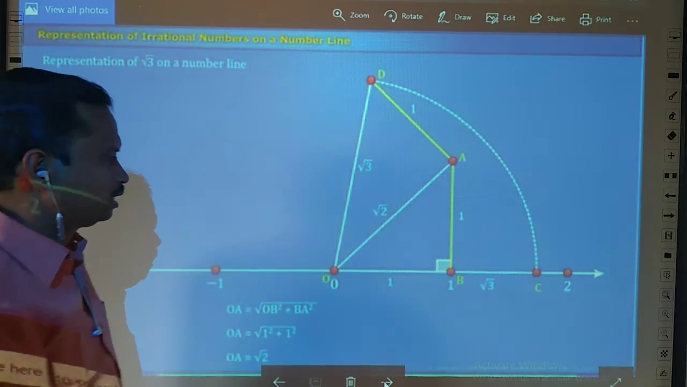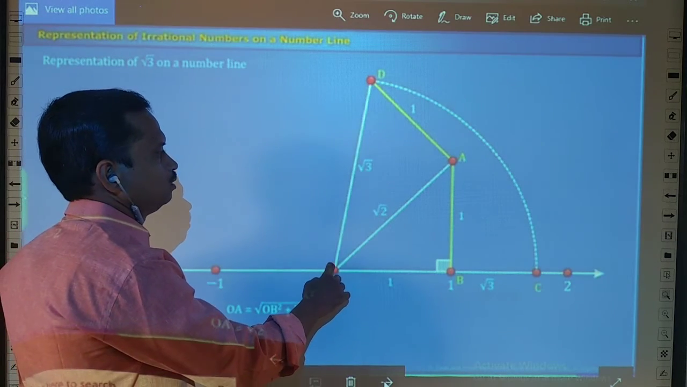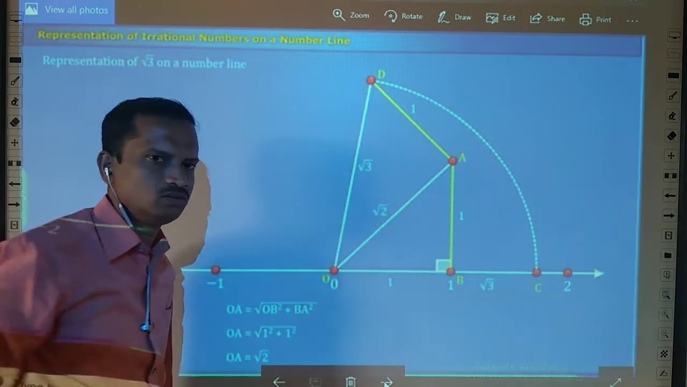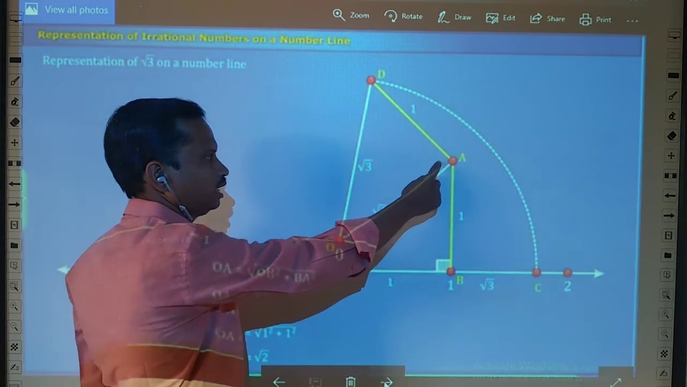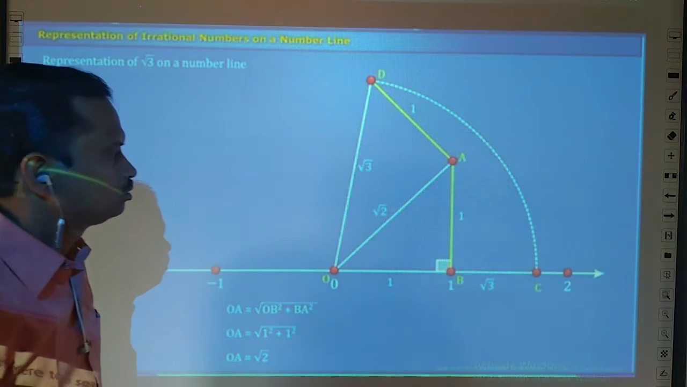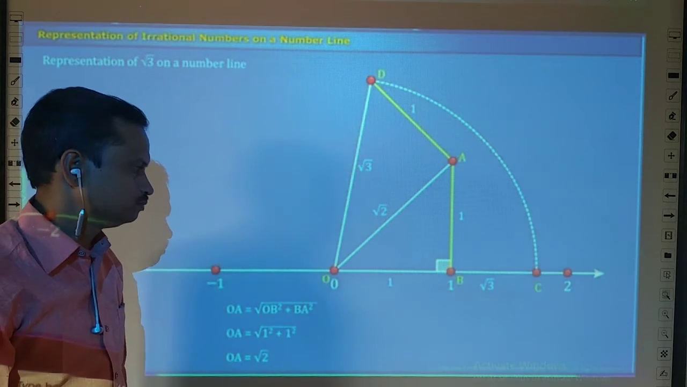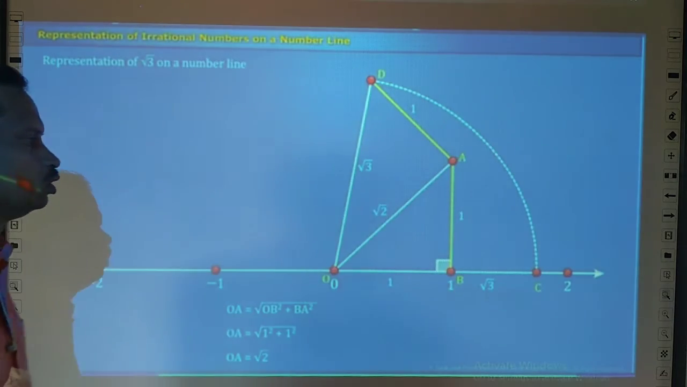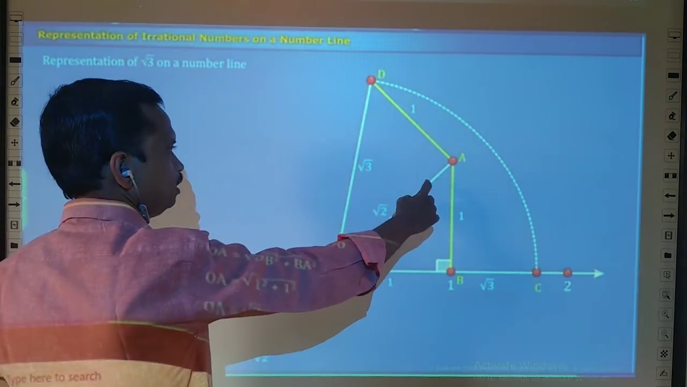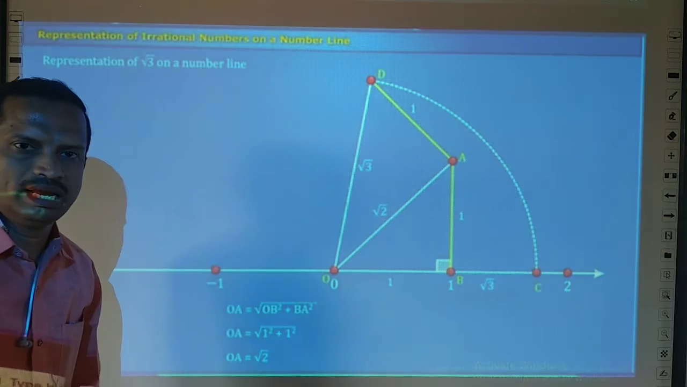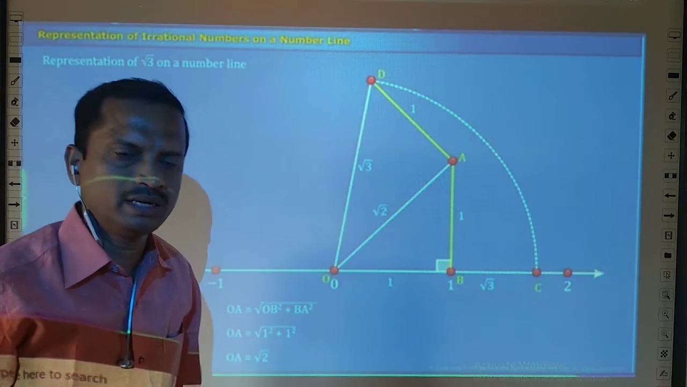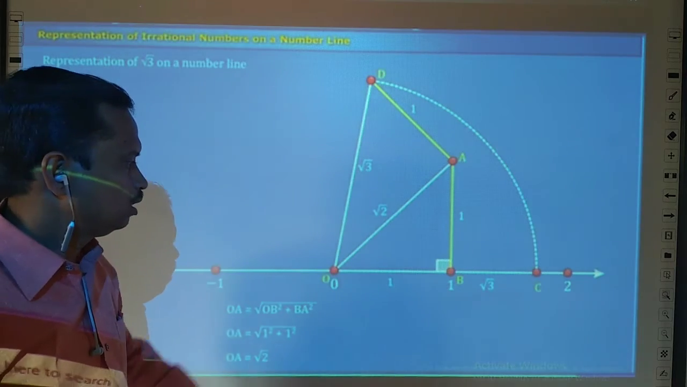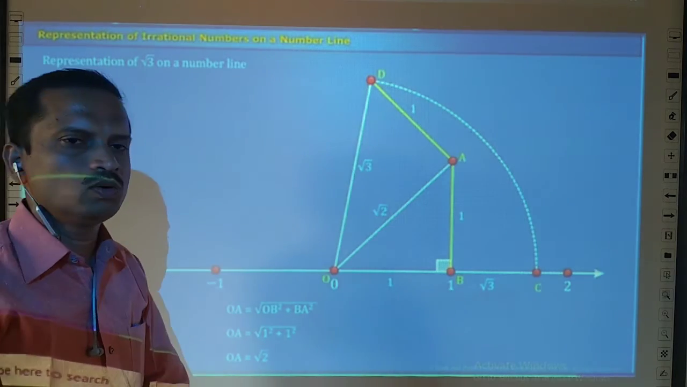And we can take this triangle OAD, which is nothing but a right angle triangle, with 90 degrees here. So by using the Pythagoras theorem, OD square is equal to OA square plus AD square. Already I have explained this clearly in the previous class. So using the Pythagoras theorem, we can get OD equal to root 3.